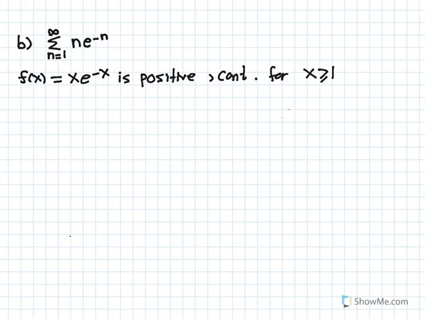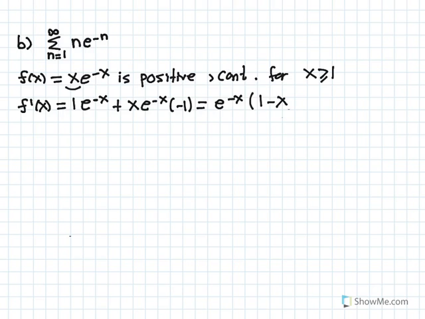But it's not clear that the function is decreasing, so we're going to prove it by taking the derivative via the product rule. So f prime of x: differentiate x, we get 1 times e to the minus x, plus keep x the same and differentiate the second term, we get e to the minus x times negative 1. Now let's factor out e to the minus x, multiplied by 1 minus x.